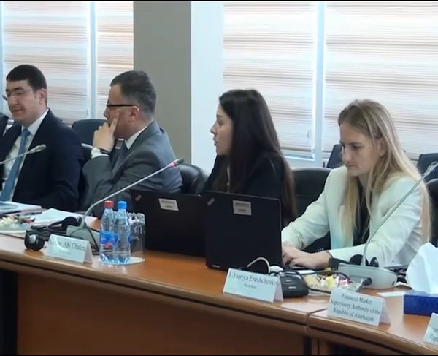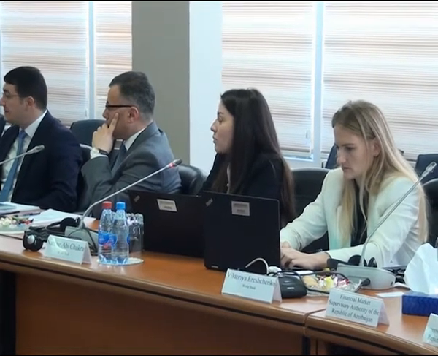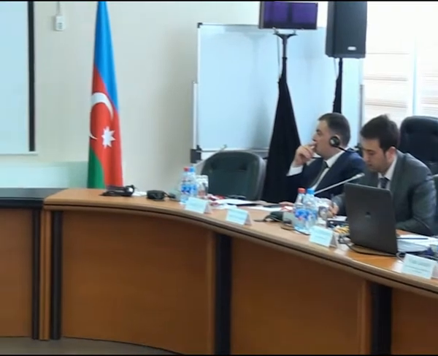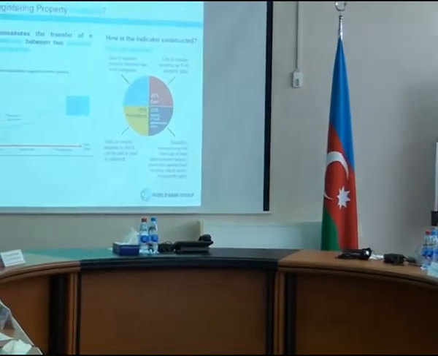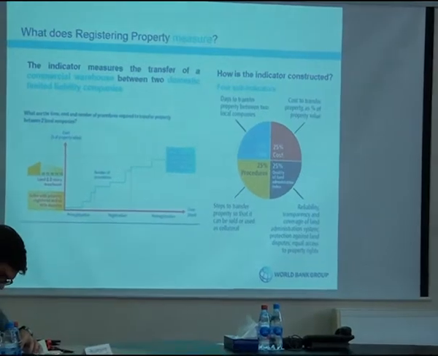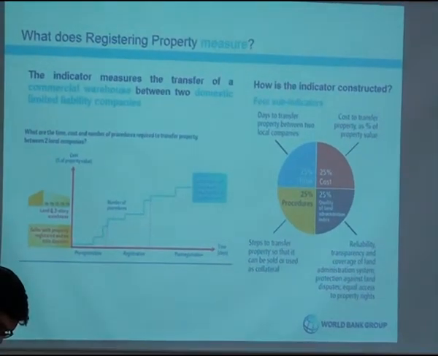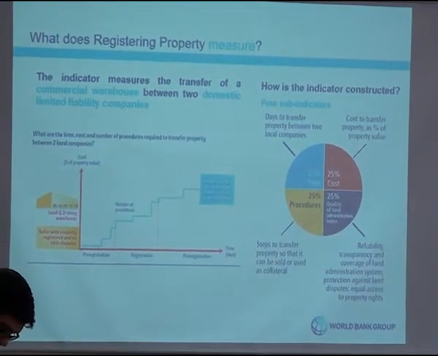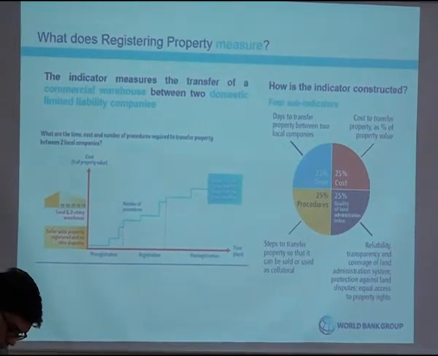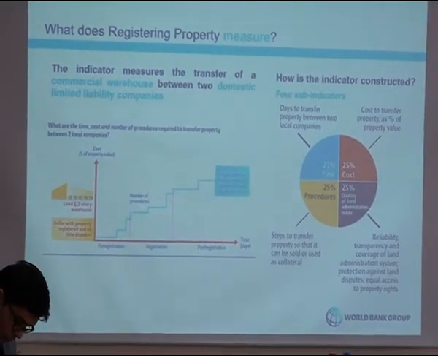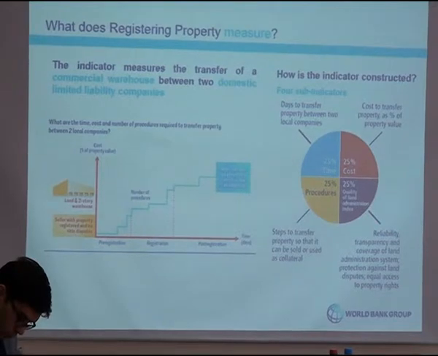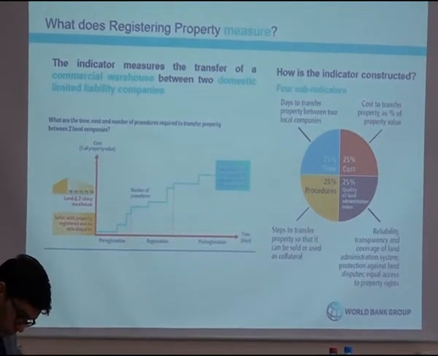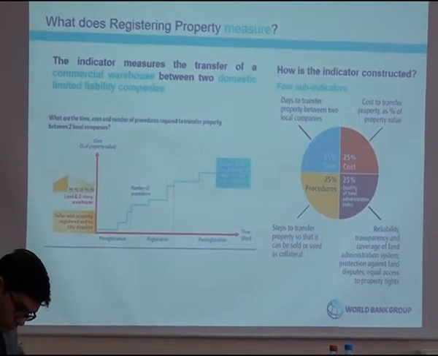And in this indicator, we also record what happens before the registration, during the registration, and what happens after the registration. And we stop assessing when the buyer can actually use the property to either resell it or to give it as a collateral if needed. So this is when we assume that the transfer of the property was officially done. We assume that the commercial warehouse is actually a two-story warehouse, and we will discuss a little bit more in the next slides what are the details of the case study assumptions.